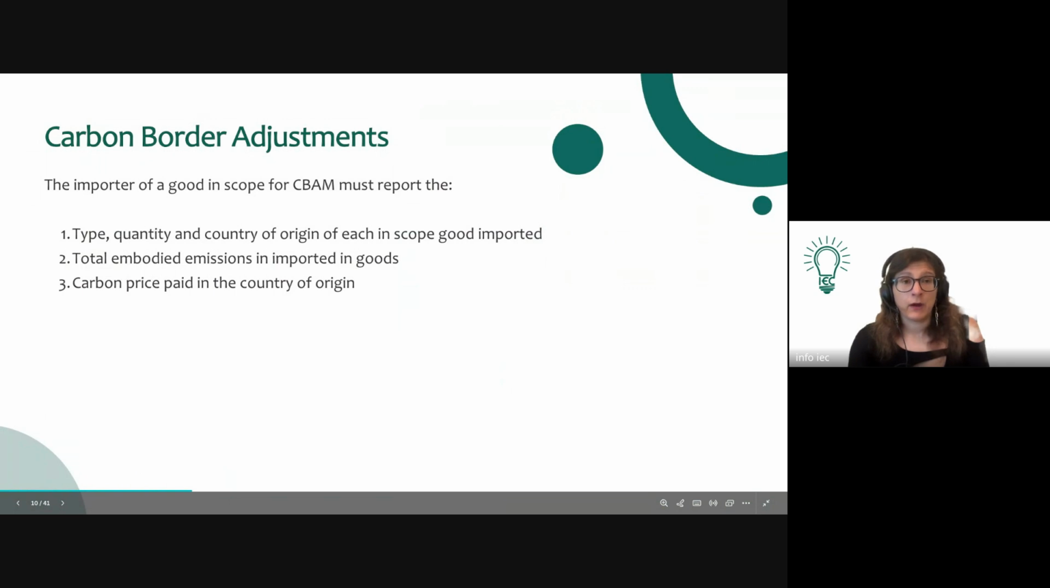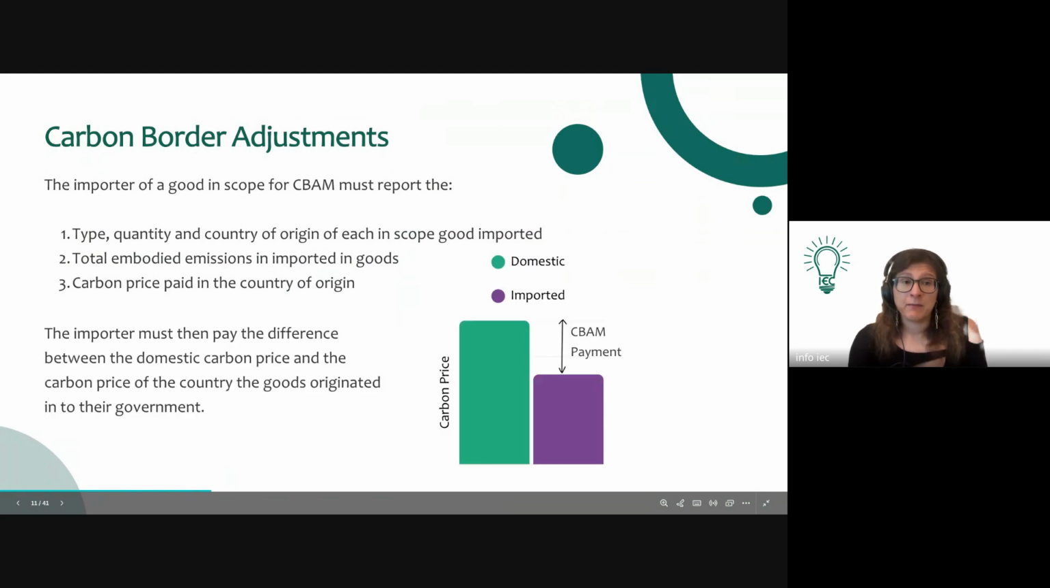In general, under all carbon border adjustment mechanisms, it's the importer that is liable, and the importer must report the type, quantity, and country of origin of each in-scope good imported. So CBAMs don't apply to every single imported good, and we'll come on to that a little bit later. They must also report the total embodied emissions in the imported good and any carbon price paid in the country of origin. They must then pay the difference in the price between the carbon price paid in the country of origin and what they would have paid to produce that material domestically. And it's really that idea of leveling the playing field between imported goods and domestic goods.